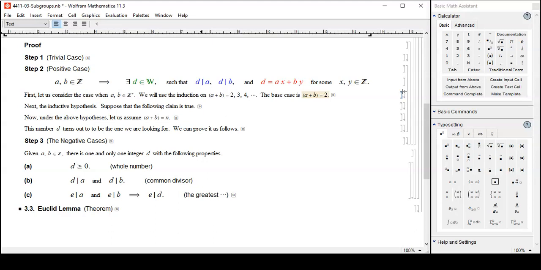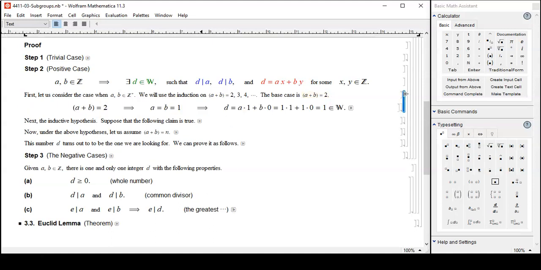Okay, first, the base case. a plus b is equal to 2, which means a and b are both equal to 1. In that case, let's define d through this linear combination, a times 1 plus b times 0, which is 1 times 1 plus 1 times 0, and that's 1. And is that a whole number? Yes, of course. 1 is a whole number. It's greater than or equal to 0. So we have red and green, linear combination, and whole number.